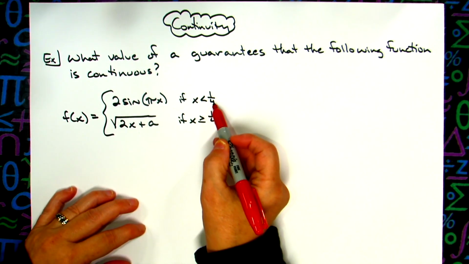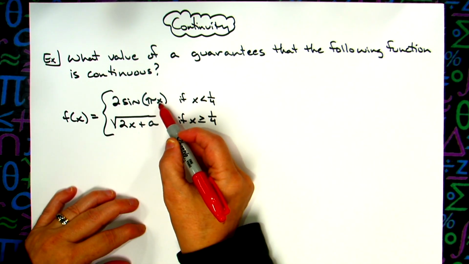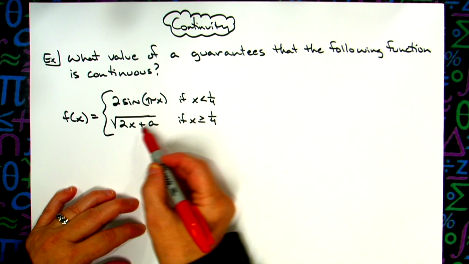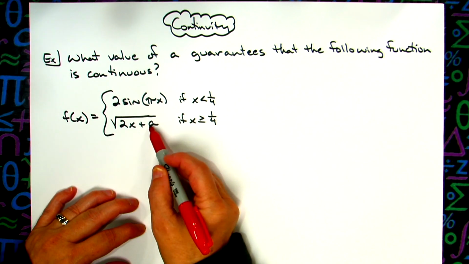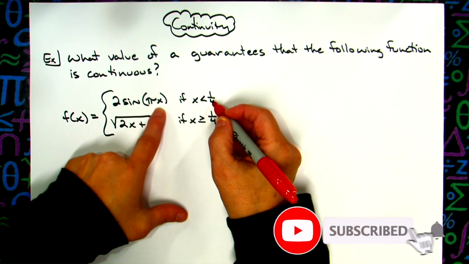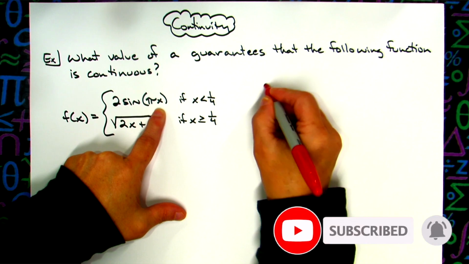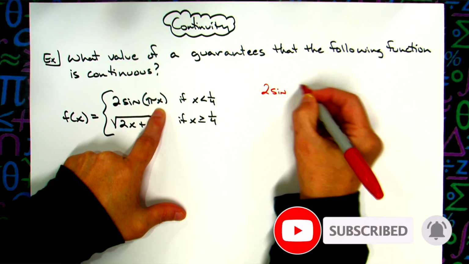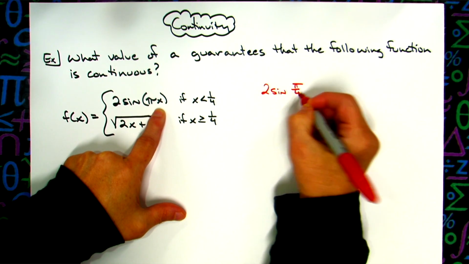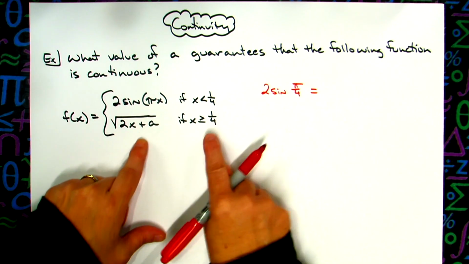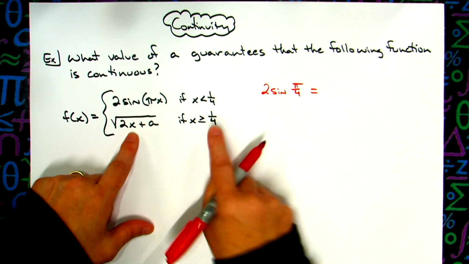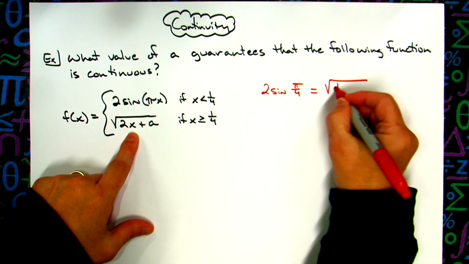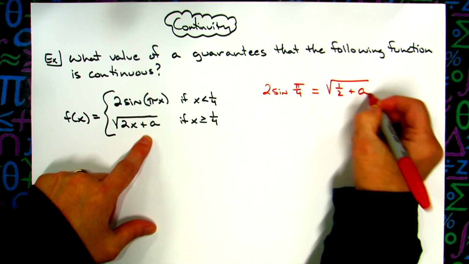We're going to let x be 1/4, plug it in for x right there, set those two equal to each other, and then solve for our a. So when we plug in 1/4 here, we're going to have 2 sine of pi over 4. All right, I'm going to go ahead and set that equal to, plug in 1/4 here. 2 times 1/4 is going to be a 1/2. So square root of a 1/2 and then plus the a.